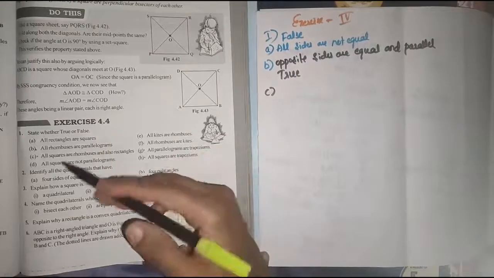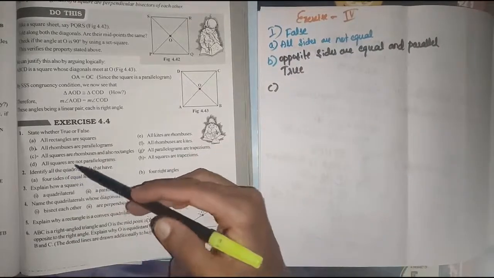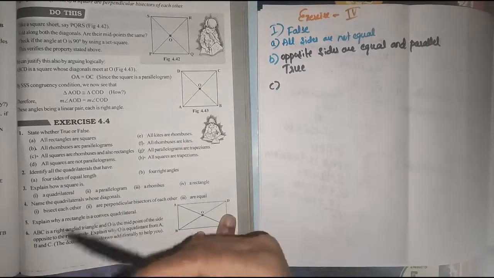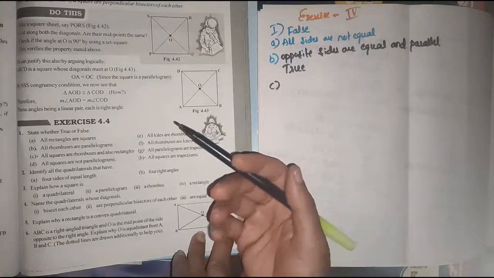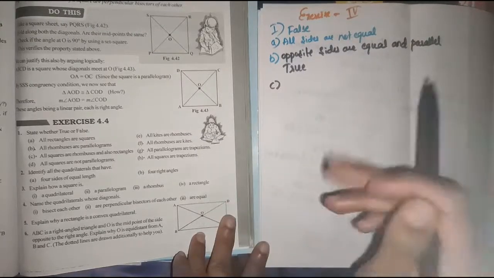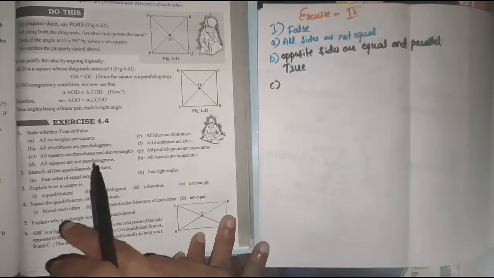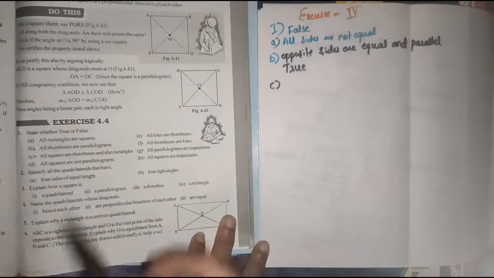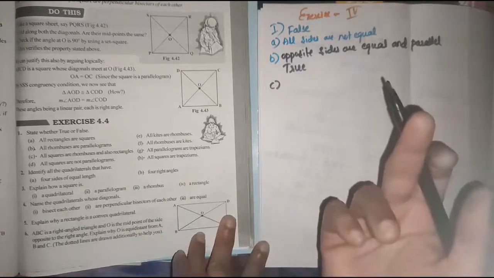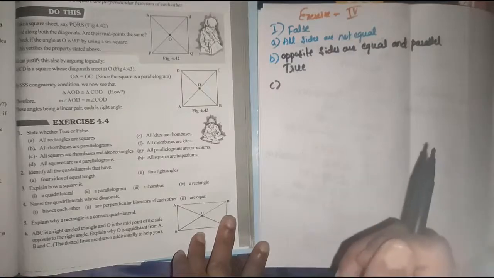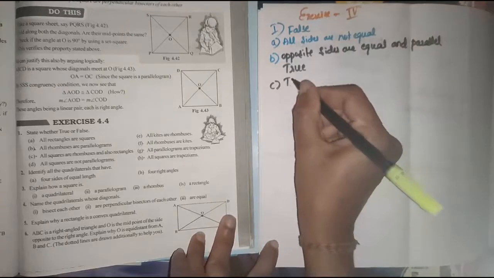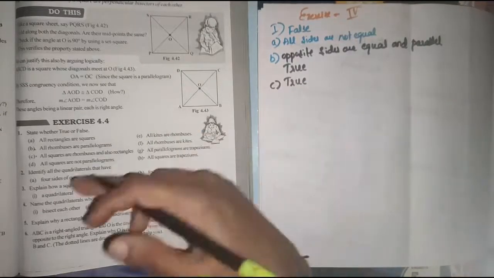Then the third one, all squares are rhombuses and are also rectangles. Okay, here all squares are rhombuses. See, a square is a rhombus, which means in a rhombus all sides are equal. In a square also all sides are equal. Yes, a square is a rhombus. Okay, true. And a square is a rectangle. Okay, in a rectangle opposite sides are equal. Yes, in a square also opposite sides are equal, then it is true. Okay, C is also true.